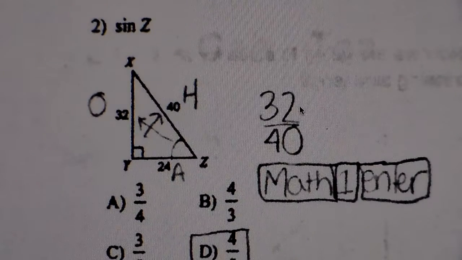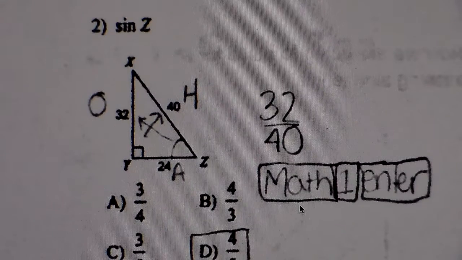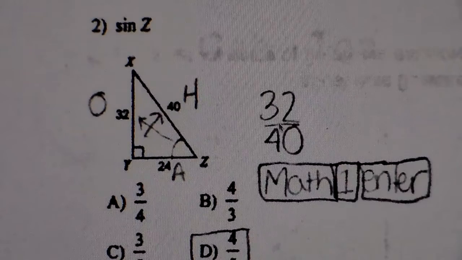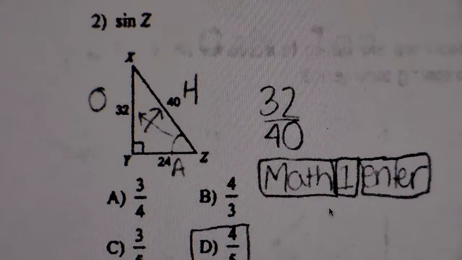So what we do on our calculator, we type in 32 divided by 40. Then you can hit this combination of buttons called Math 1 Enter. What Math 1 Enter does, that combination of buttons, it simplifies the fraction. So 32 divided by 40, Math 1 Enter, it's going to simplify down to 4/5. That's how we get D.